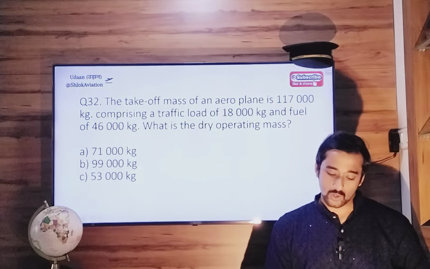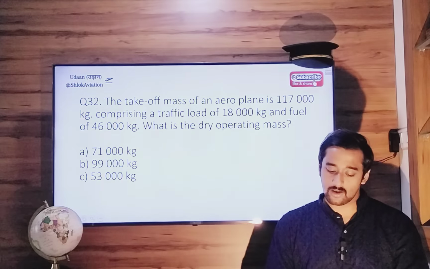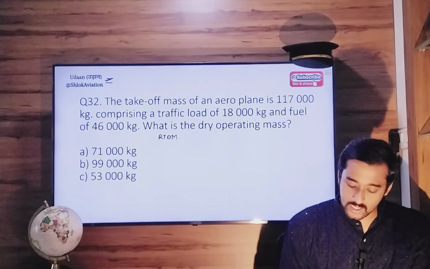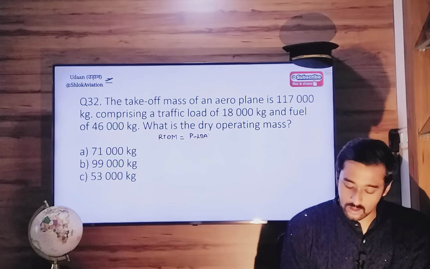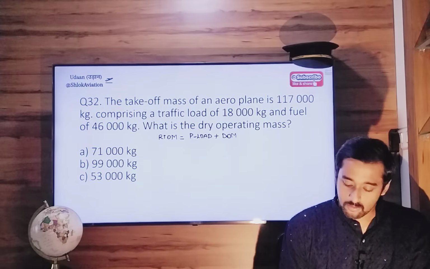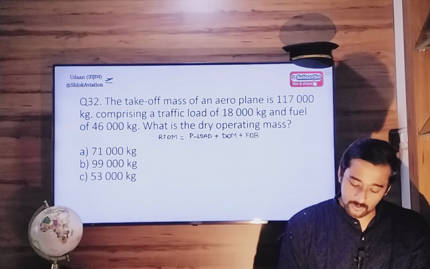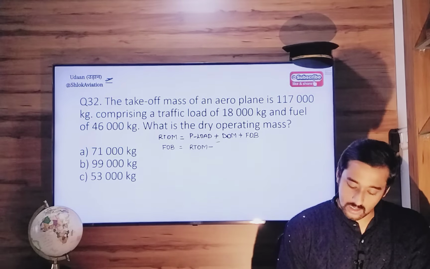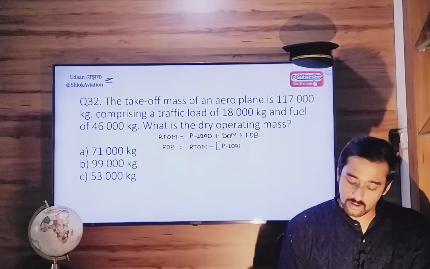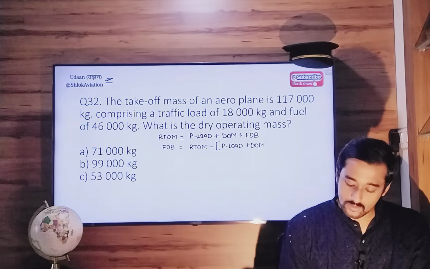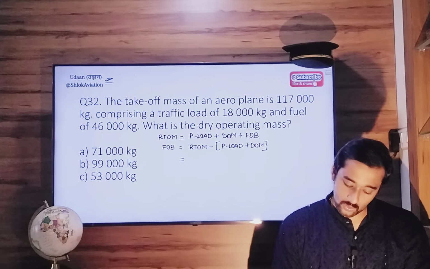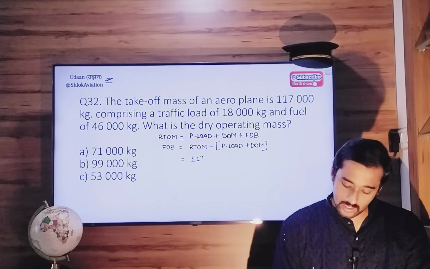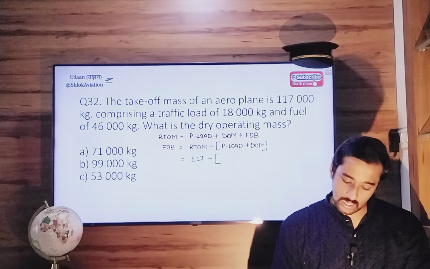Question 32. Takeoff mass of an aeroplane is so and so. Traffic load is given. Fuel is given. What is dry operating mass? So it's a direct formula based question. Regulated takeoff mass equals payload plus DOM plus fuel on board. Therefore, fuel on board will be equal to regulated takeoff mass minus payload plus DOM. Regulated takeoff mass is 117,000. Payload is 18,000.